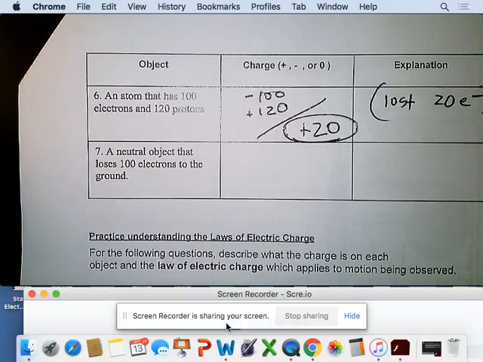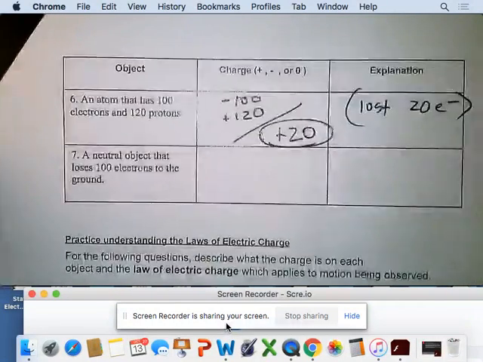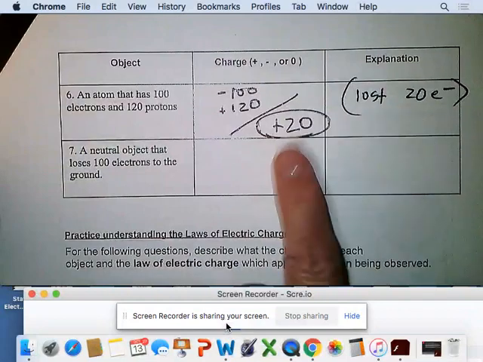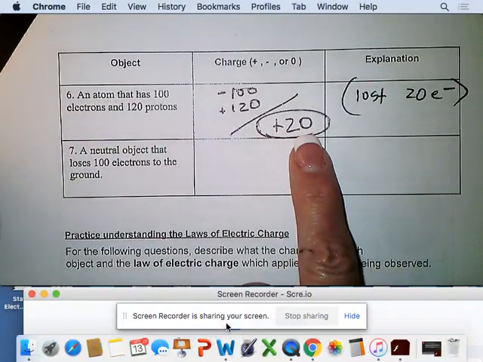Substances, because they hold on to their protons very tightly, are never going to lose or gain protons. But their atoms do allow electrons to be transferred. So those electrons can either be lost or gained. And in this case, we lost 20 negatives because we have a positive 20 charge.